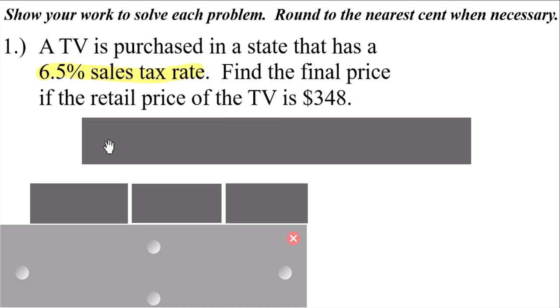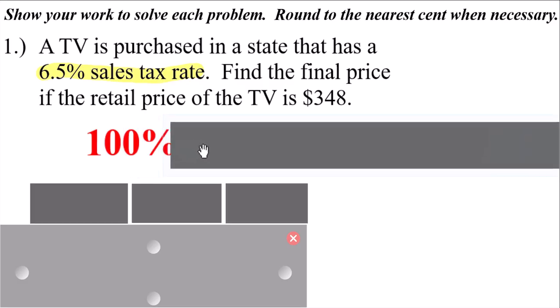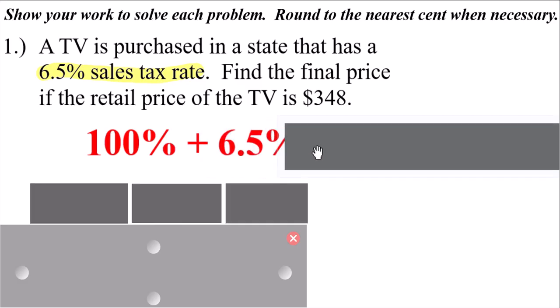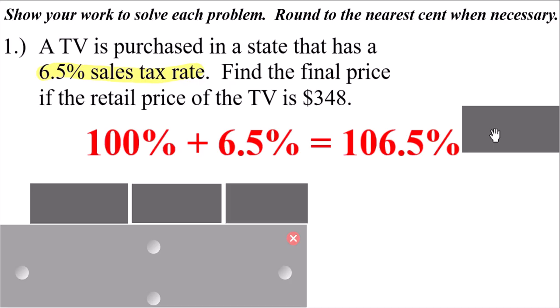The original price of the TV is 100% of itself, so we will always start with 100%, and then we will add or subtract. If it's a discount, we will subtract, but if it's sales tax or markup, we will add, and that will give you the percent you pay. I hope you're writing this down.